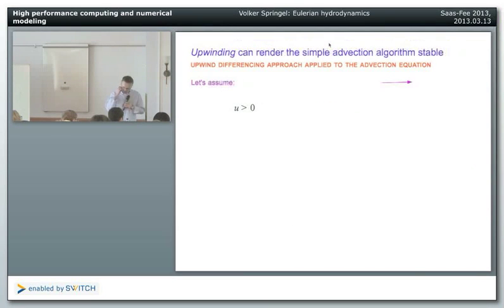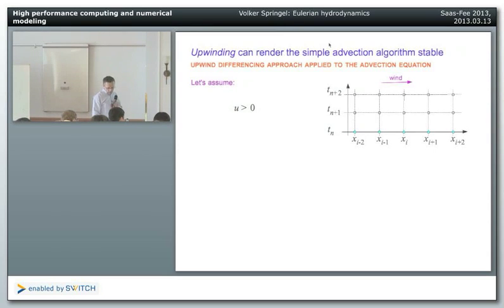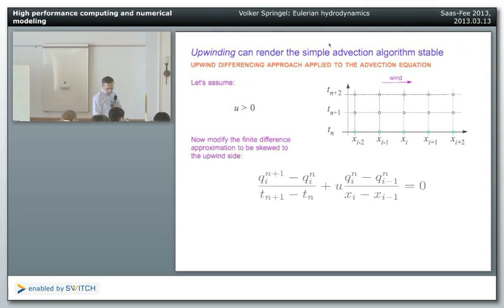Now, let's assume we can easily make this stable. And for this, let's assume that we know the sign of this advection velocity. Let's say we move to the right here, with the advection velocity positive. And then we modify our finite difference approximation to the PDE in the following way.